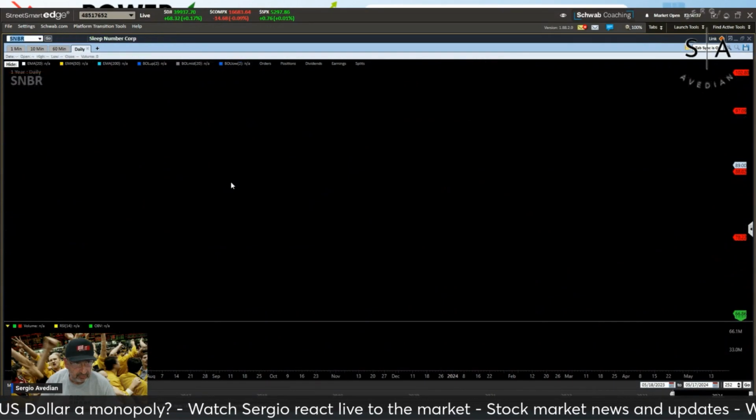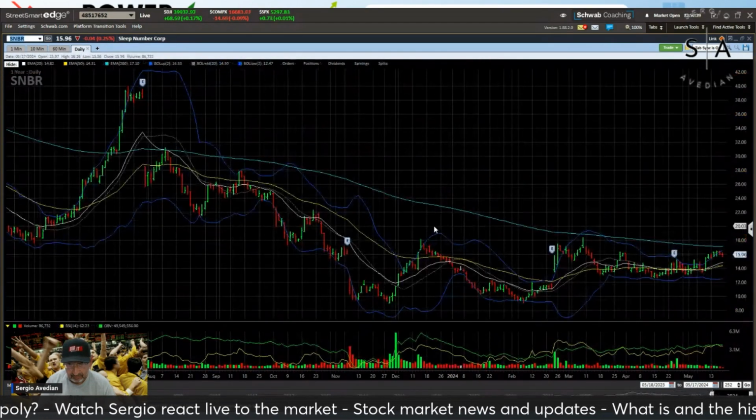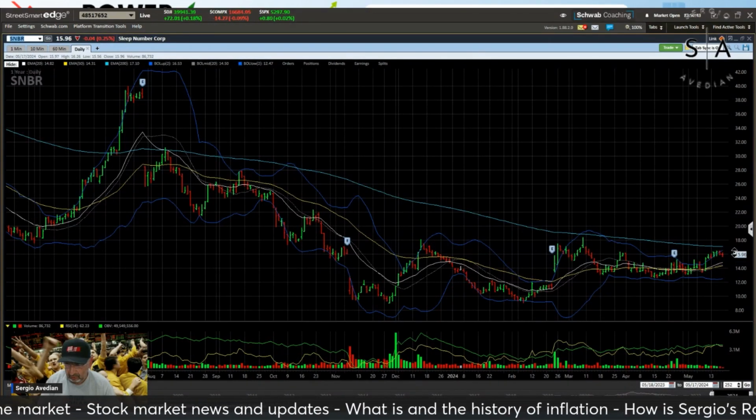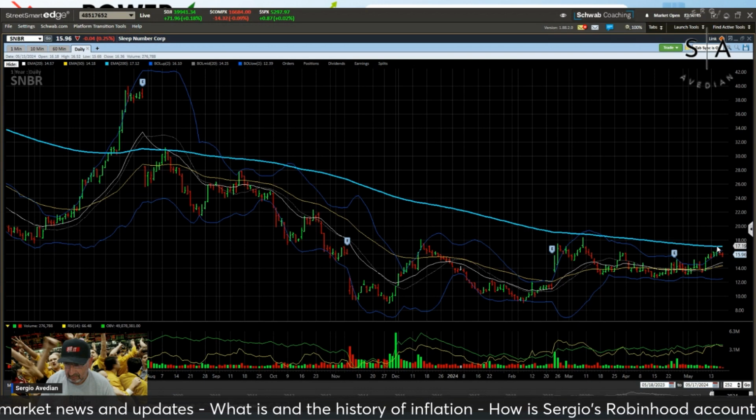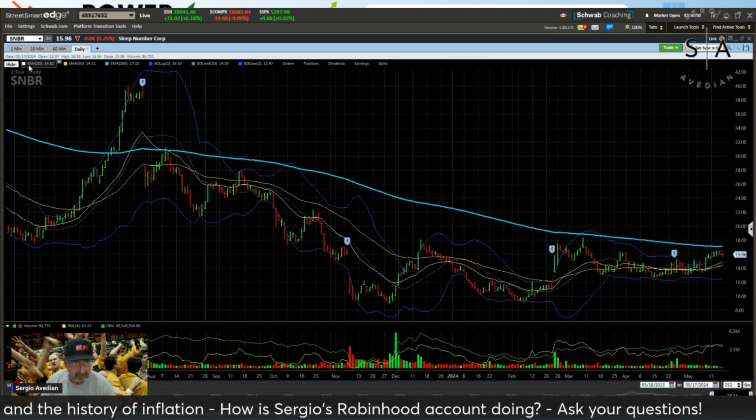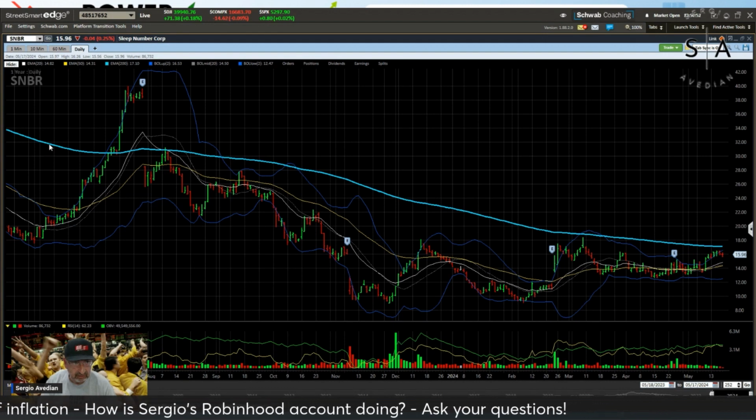Next one is going to be Sleep Number. Sleep Number, I don't have a position, but there's a cup and a handle that's developing here, and the 200-day. If the stock breaks the 200-day and goes above 17-ish, I'm a buyer of the stock, but still watching it.